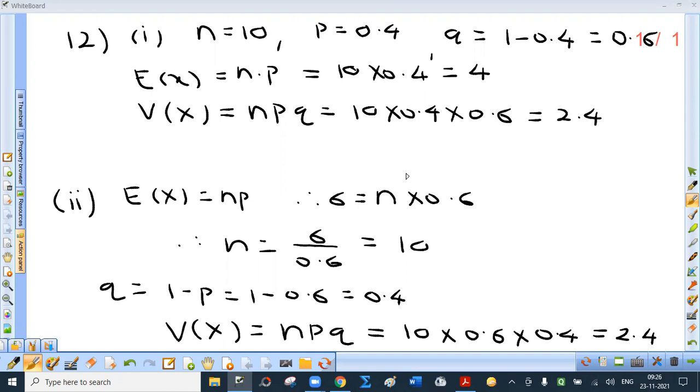So 2.4. Second part, here we are given P as 0.6. We are given E of X, okay? Find N and variance. Now write formula for E of X. Out of 3, 2 are known. So find third. So N equal to 10. What is Q? 1 minus P, that is 0.4. What is variance? NPQ. So 2.4.